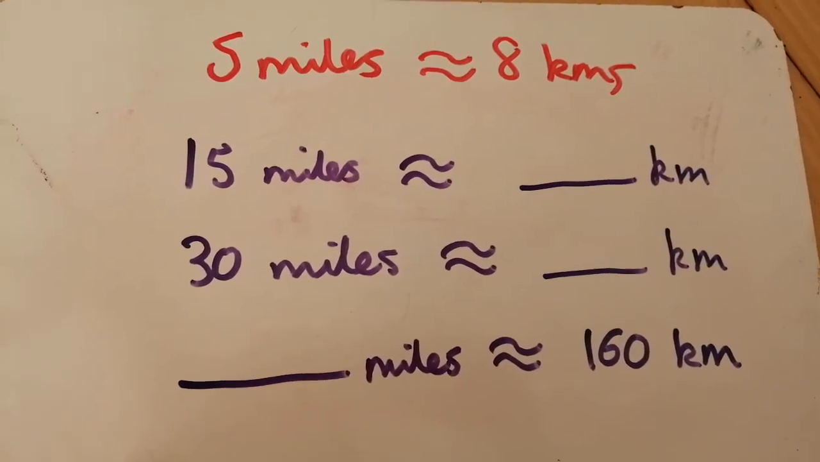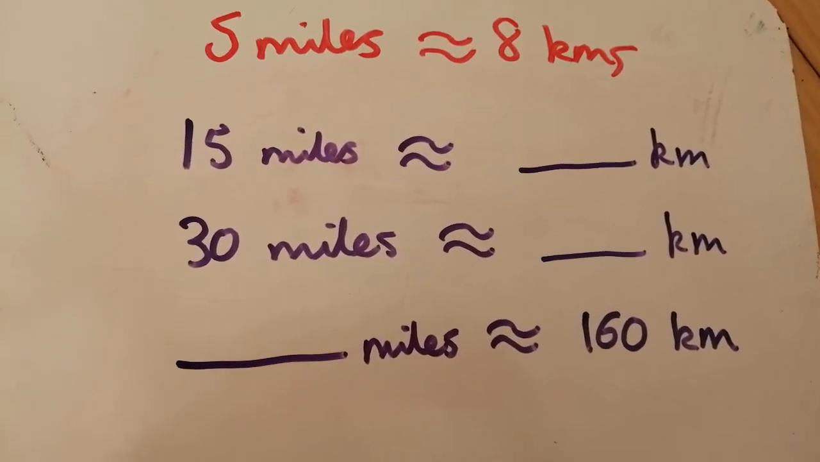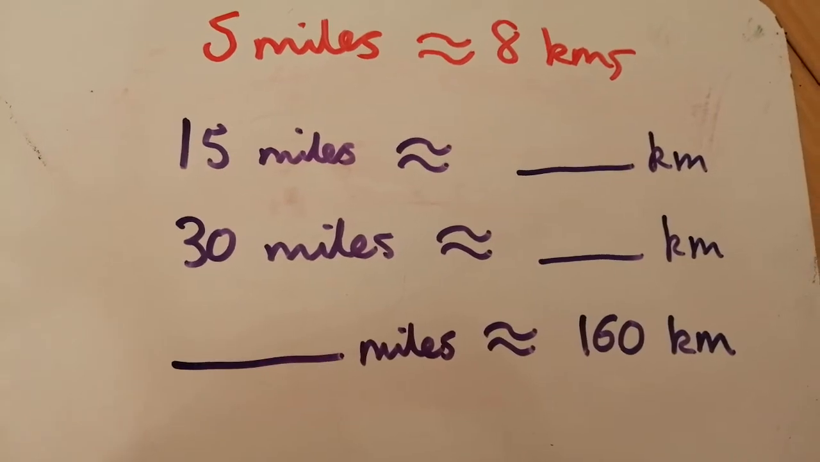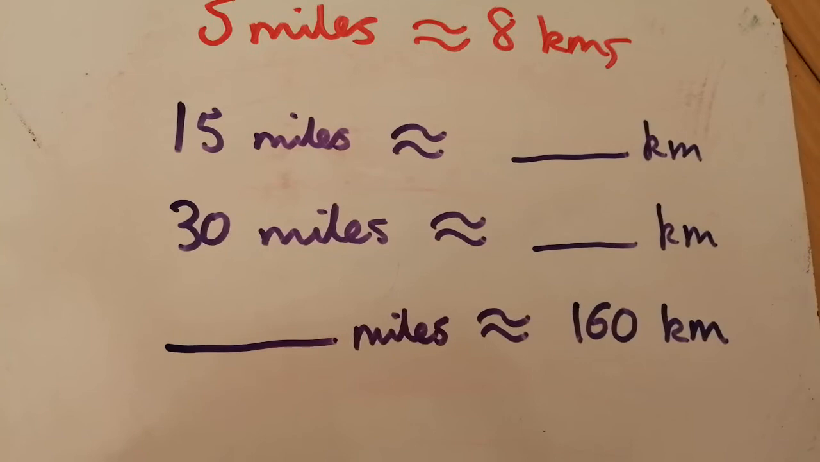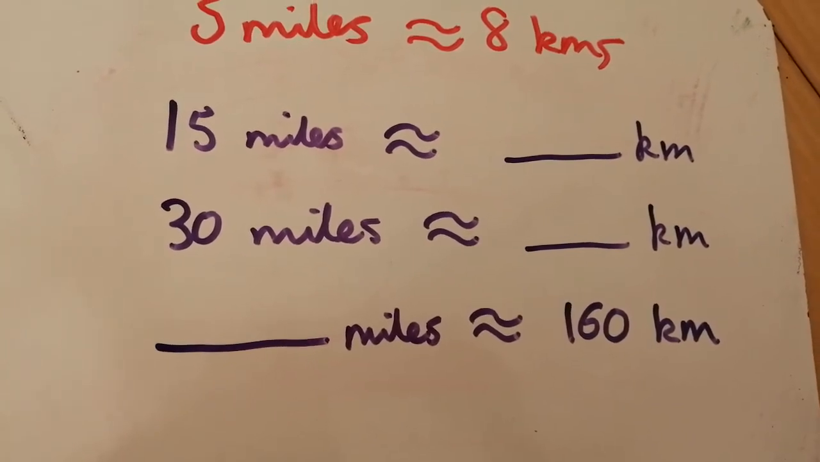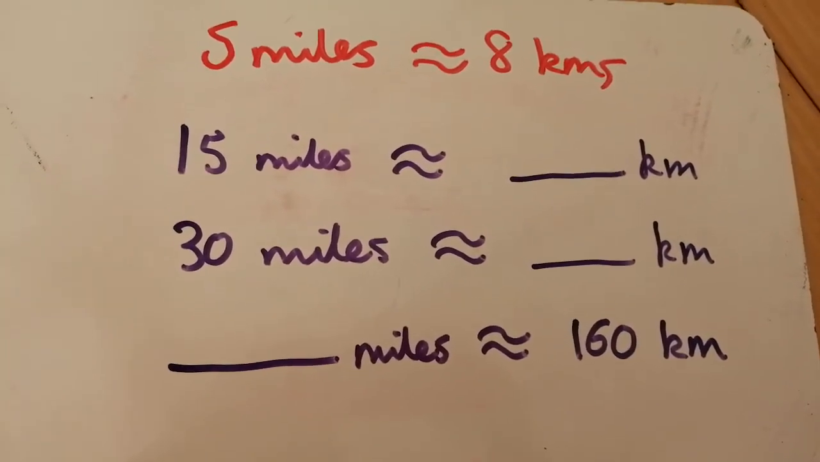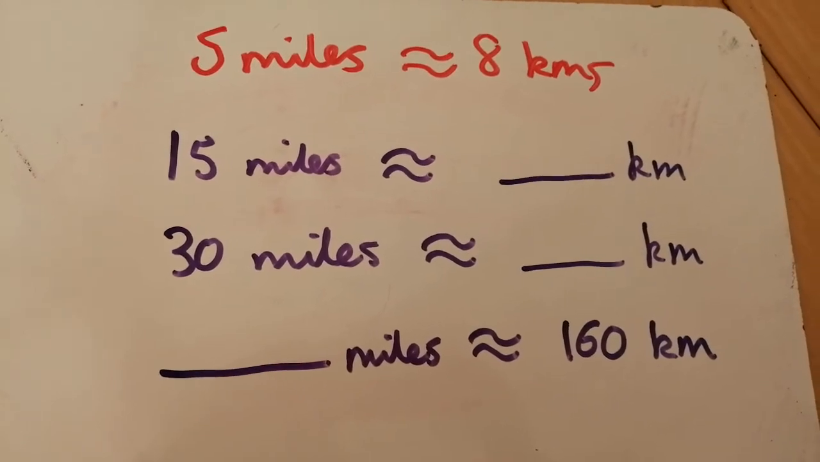So using that fact, can you work out approximately how many kilometres there are in 15 miles, 30 miles, and then the other way around, how many miles is approximately 160 kilometres? And the work that you've done on ratio should help you with this a little bit.